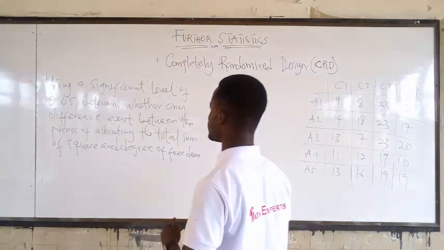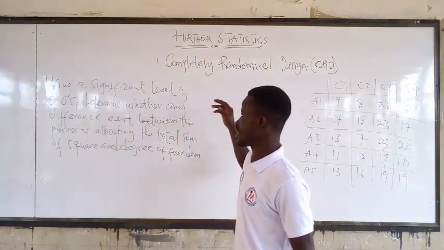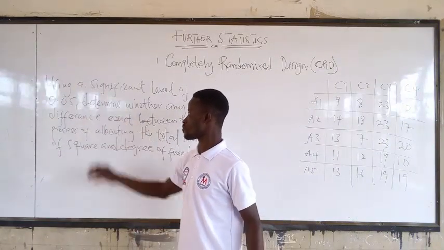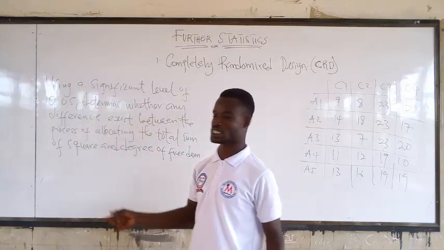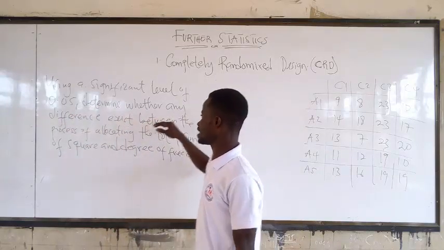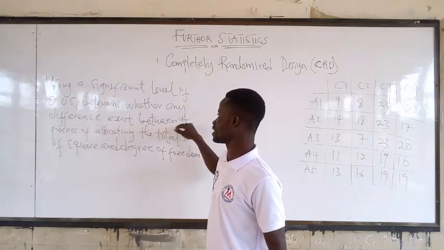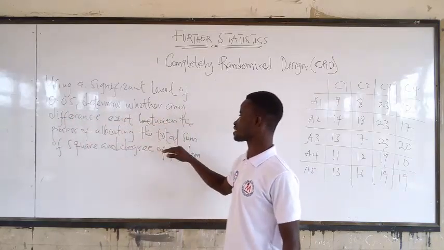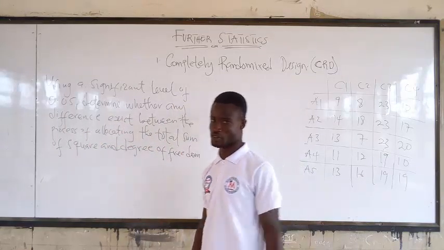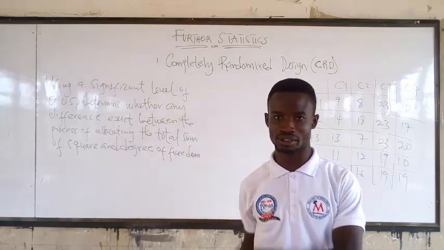Alright, so we are using a significance level of 0.05. That means that the upper level is given to us as 0.015. Determine whether any difference exists between the processes, allocating the total sum of squares and degrees of freedom. So let's see how we are going to go about it.